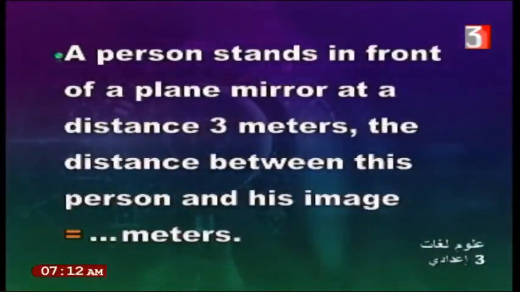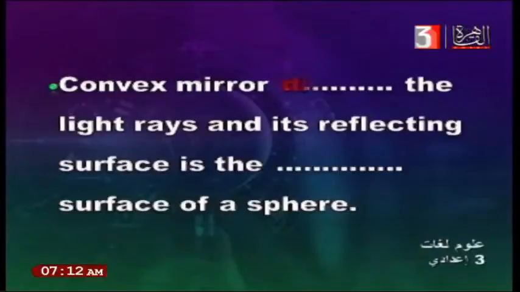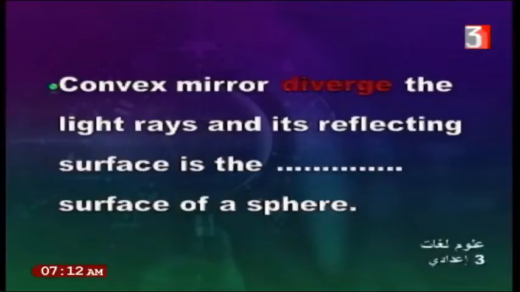A person stands in front of a plane mirror at a distance of 3 meters. The distance between this person and his image equals 6 meters, because the distance between the image and the mirror equals 3, so 3 plus 3 equals 6 meters. A convex mirror diverges the light rays and its reflecting surface is the external surface of a sphere.